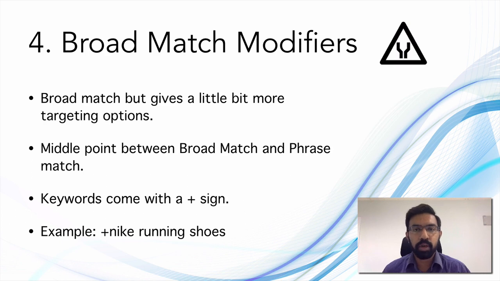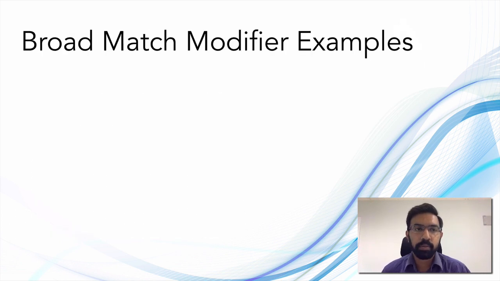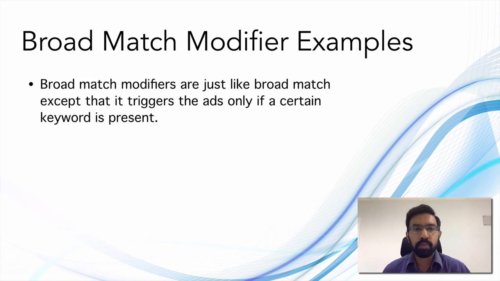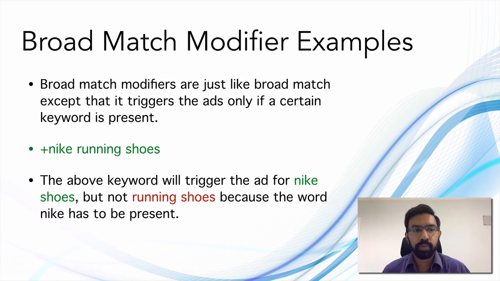If you include this keyword, let's see what happens in the example. Broad match modifiers are just like broad match, except that they trigger the ad only if a certain keyword is present, and that certain keyword is indicated by a plus sign. So let's say the keyword is plus Nike running shoes. Here the keyword will trigger the ad if someone searches for Nike shoes, because the term Nike is present in the keyword. But it will not trigger the ad if someone is searching for running shoes, because the word Nike has to be present, because we have put a plus sign at Nike, right?